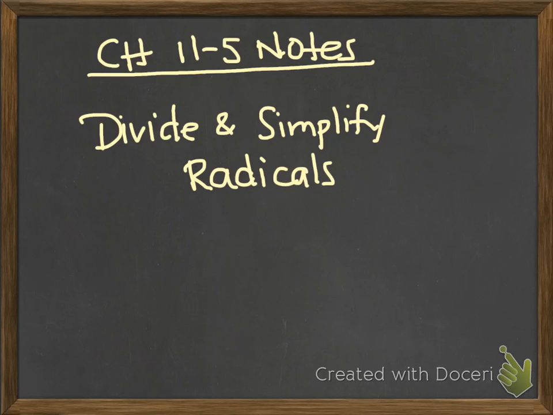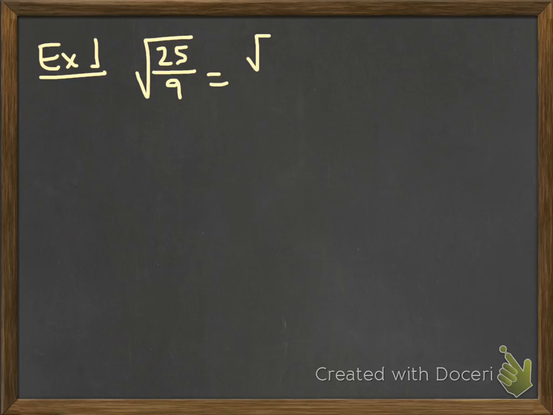Okay, chapter 11-5 notes, divide and simplify radicals. Example 1, the square root of 25 over 9. Okay, you can separate that into the square root of 25 divided by the square root of 9. And the square root of 25 is 5, and the square root of 9 is 3.